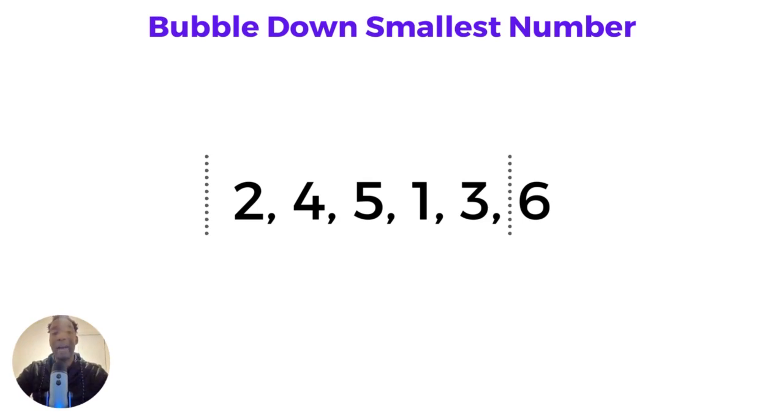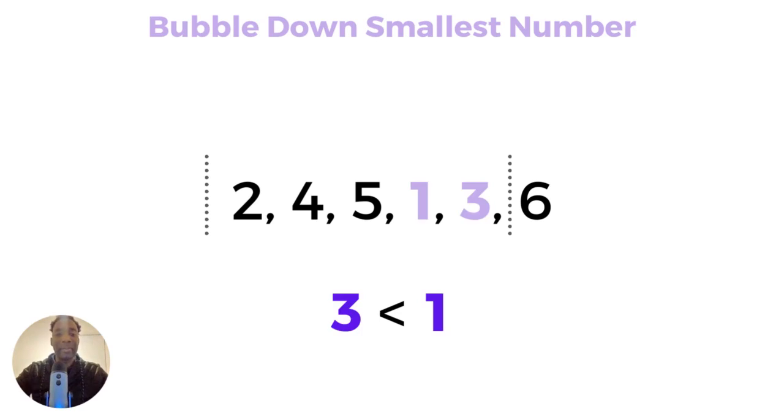Now we're going to be doing the opposite. Instead of bubbling up the largest, we're bubbling down the smallest. So now we're comparing the 3 and the 1. Notice that I'm moving from right to left. So we're comparing the 3 and 1. Is 3 smaller than 1? The answer is no.